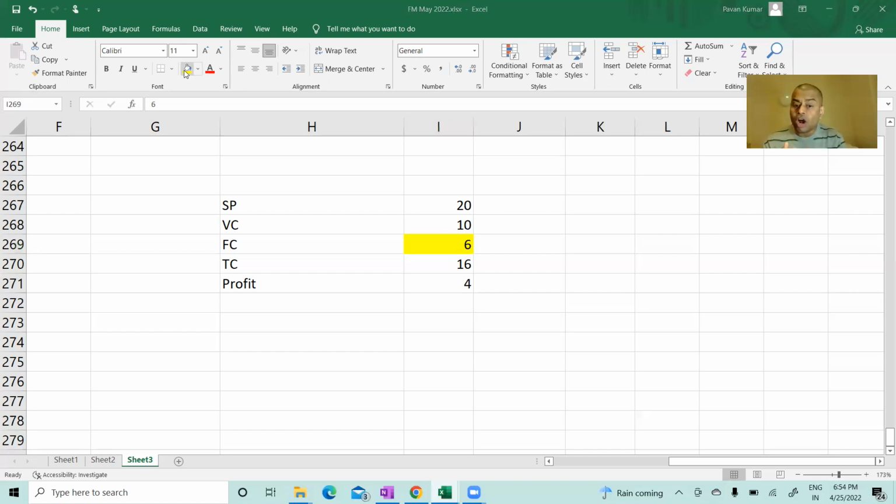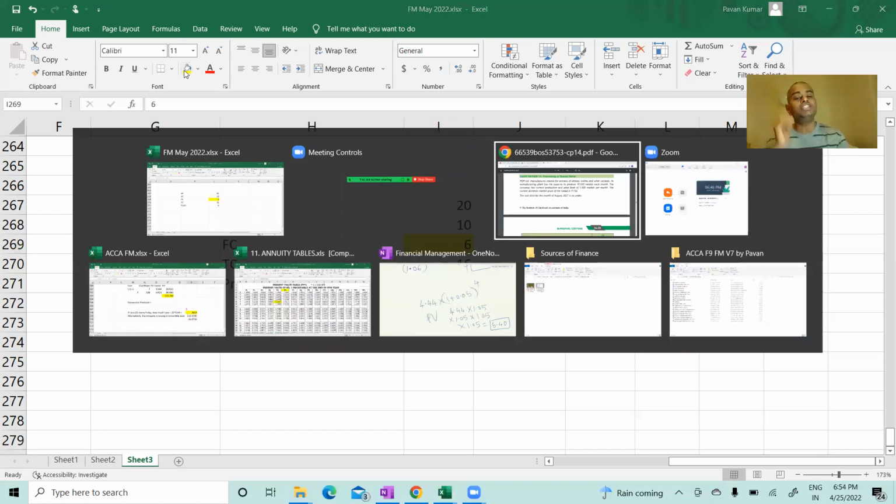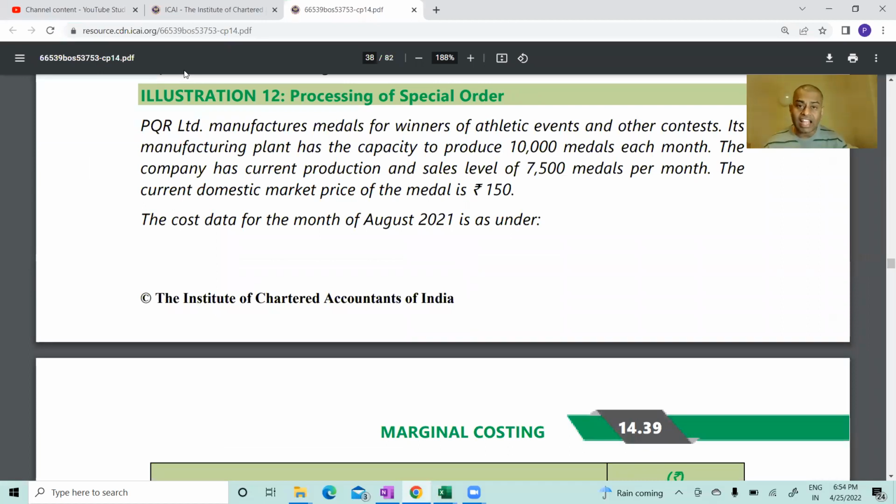Now let us see what type of short-term decisions we make in marginal costing. This example 12, illustration 12 is one of the classic examples for this. Okay, shall we do this? Processing of special order. Okay, read the question.